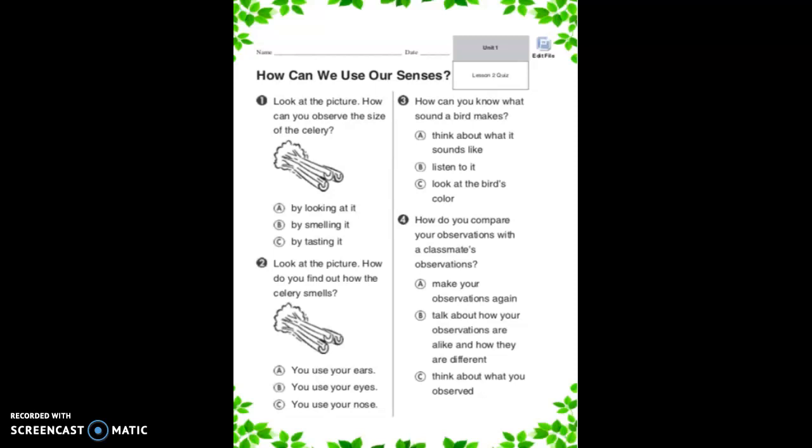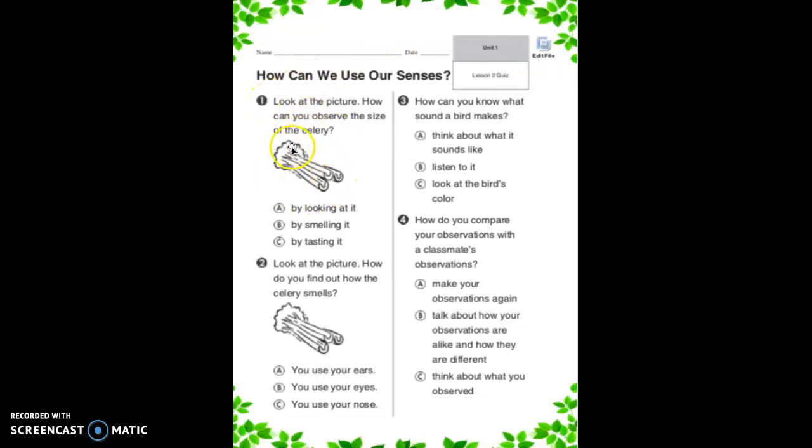Hi boys and girls, this is your Show What You Know for your senses. We're going to be taking a quick 4-question quiz on how we can use our senses. We're going to be using our 5 senses to make some observations, and we're going to answer the questions by bubbling in the letter we think is right.